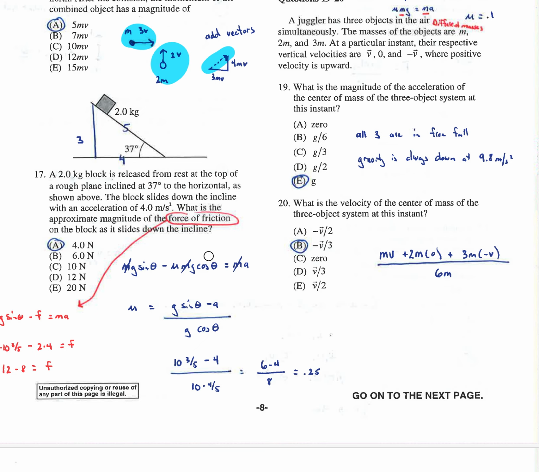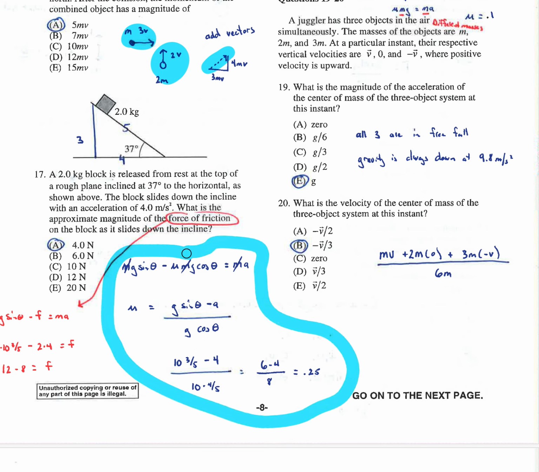Right, this one, on the key, all of this blue is correct, but unnecessary. I didn't actually read the question. I just started analyzing them. This blue would solve for the coefficient of friction. Well, they didn't actually ask for that. They only asked for the force of friction.